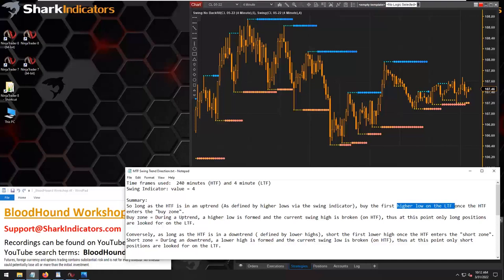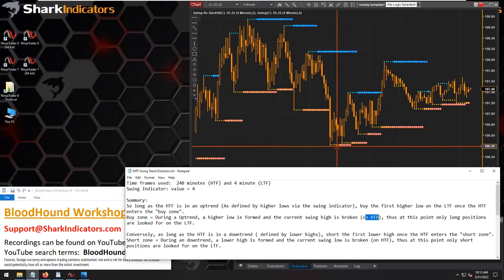There's one more piece missing here. We buy the first higher low on the lower time frame once the higher time frame enters the buy zone. And what's the buy zone? The buy zone on the higher time frame and the lower time frame are essentially the same. When we get an uptrend, meaning higher lows have formed, we're looking for the swing high to be broken. So we've got two components: we need a higher low, but the swing high also has to be broken on the higher time frame.